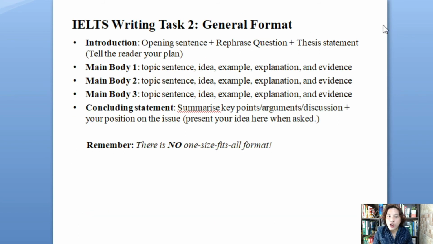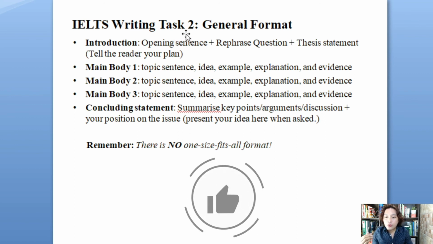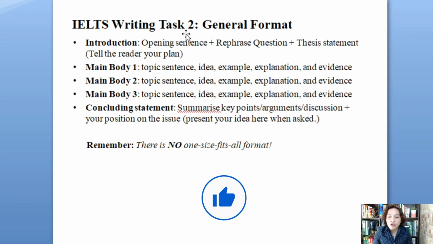Okay, so this is the general format on how to write your writing task 2 essay. But remember, there's no one size fits all format. Okay, for the introduction, you can put the opening sentence, rephrase the question, and put your thesis statement, or you can tell your reader your plan. Okay, for your main body paragraphs, you can put your topic sentence, your idea, your example, explanation, and your evidence or your elaborations. Okay, you don't need to provide examples on every idea that you may have.